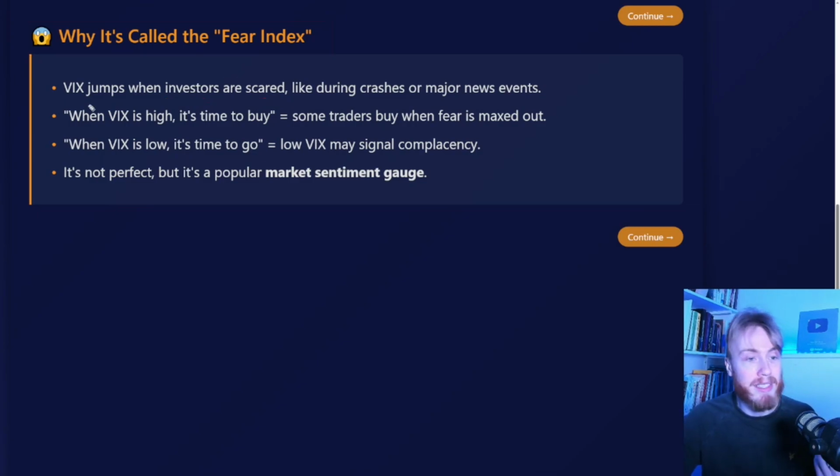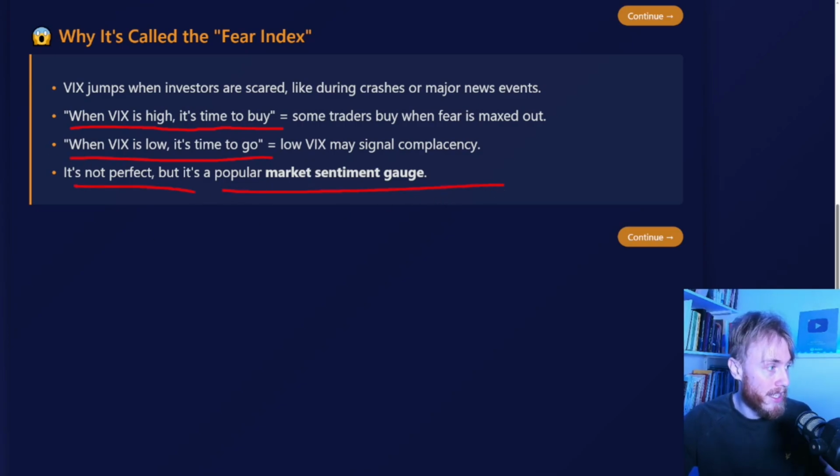So a common saying here is that when the VIX is high, it's time to buy, and when the VIX is low, it's time to go. This is a very simplified sort of quote, but there is definitely some truth to this, and we will talk about that soon. As I said, it's not perfect, but it is a popular market sentiment measure.